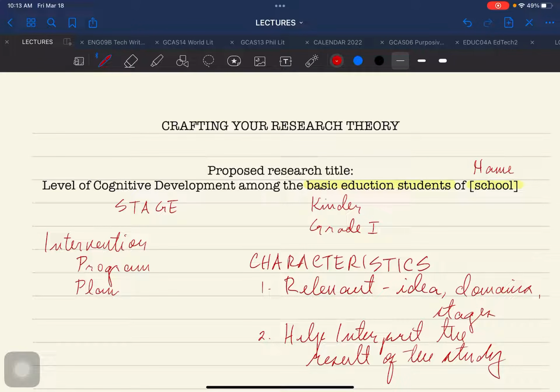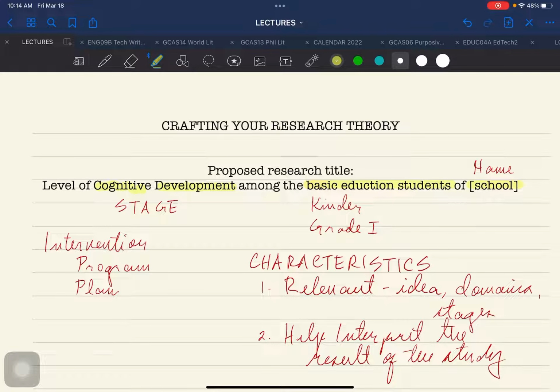Okay? So basically, again, these two I have identified and presented to you are the most critical part in choosing your research theory. Okay, it should be relevant, and the second one, it should help interpret the result of your study. So, what particular theory should you use? Now, get the key terms in the variable that you are using. In this case, the key term is cognitive development. You want to identify the cognitive development in terms of learning.